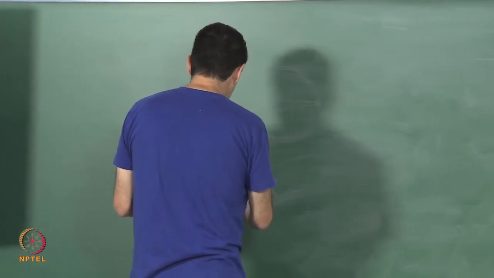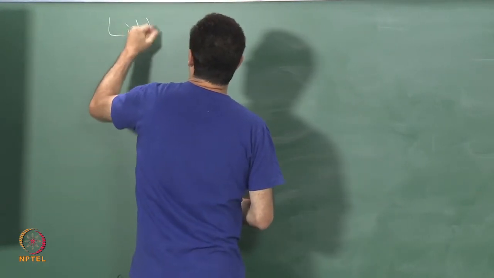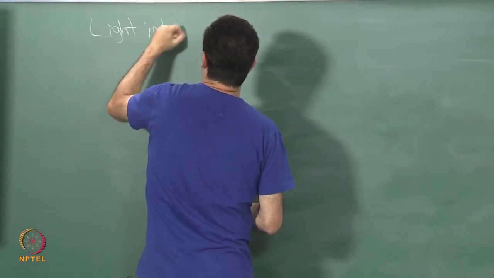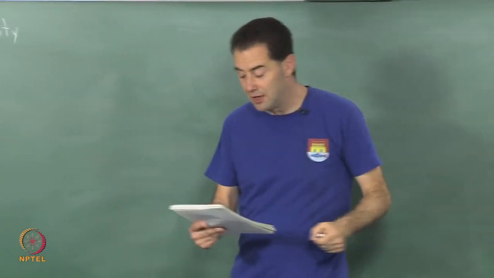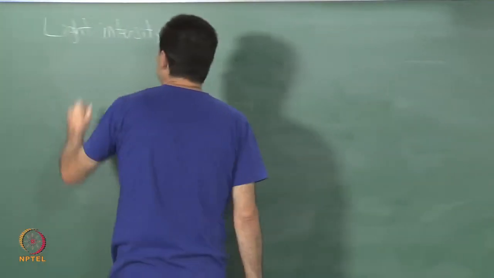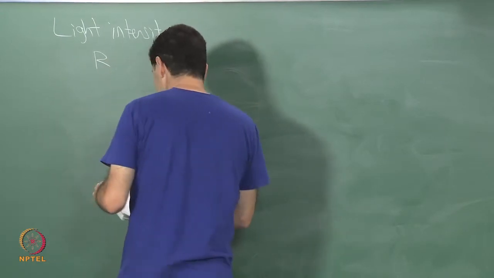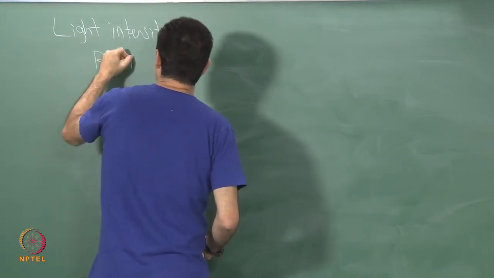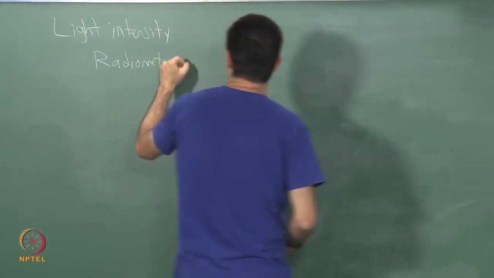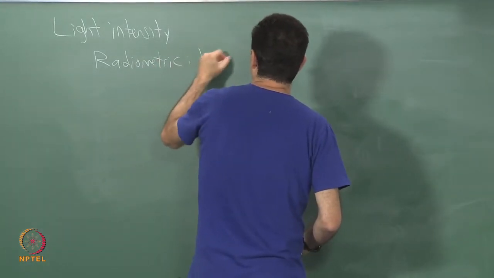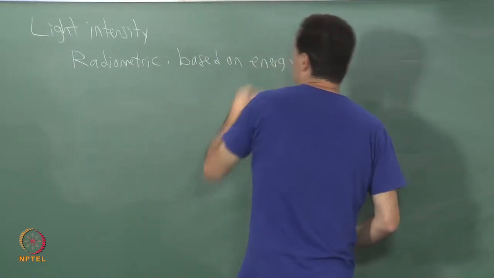So I think it's nice to look at several cases in terms of light intensity. Now, first of all, when we talk about the intensity of light, one of the most natural kinds of measures that might seem reasonable to us, especially for engineering people, is a radiometric measure, which is based on energy.